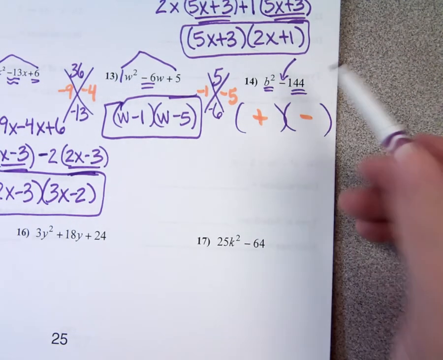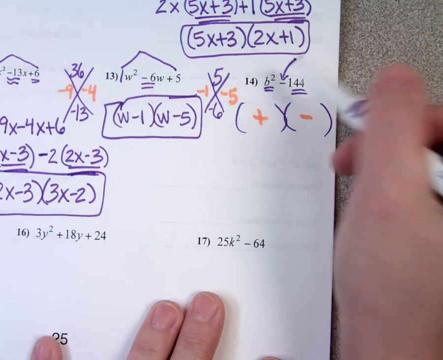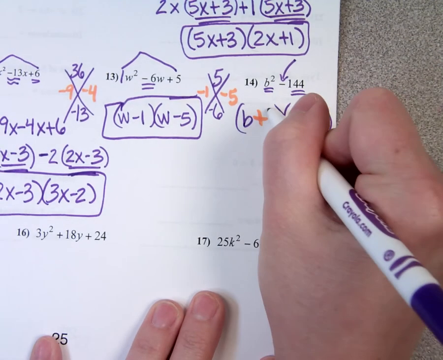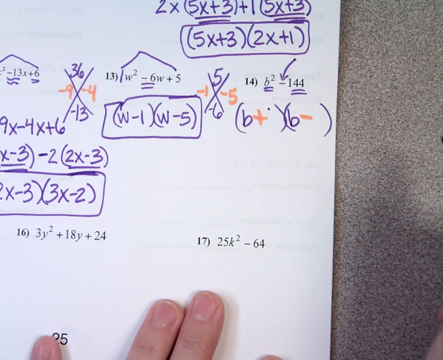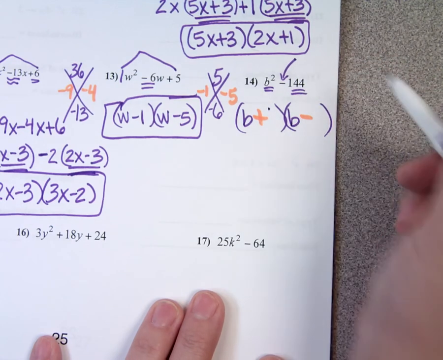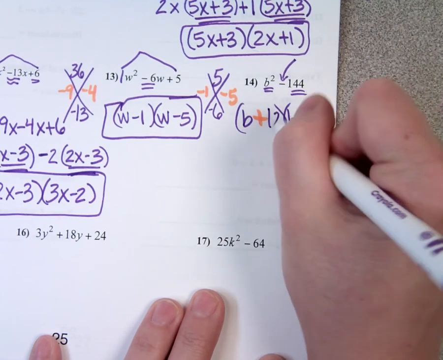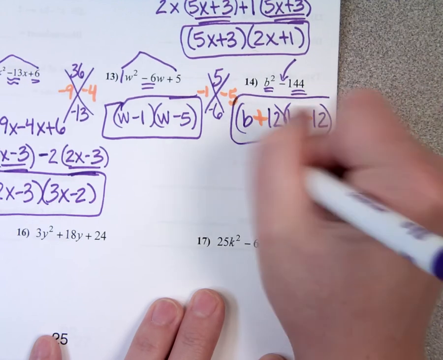So two sets of parentheses, one with the plus, one with the minus. Then I write down the square roots. What's the square root of b squared? B, so b goes here and here. Almost messed that up. What's the square root of 144? 12, so 12 goes here and 12 goes here. And we're done.